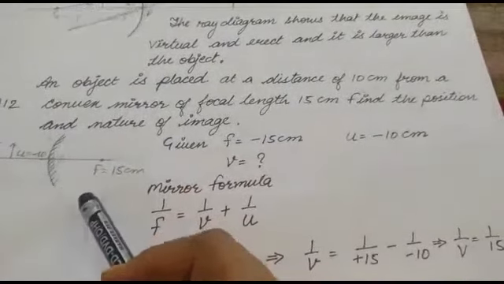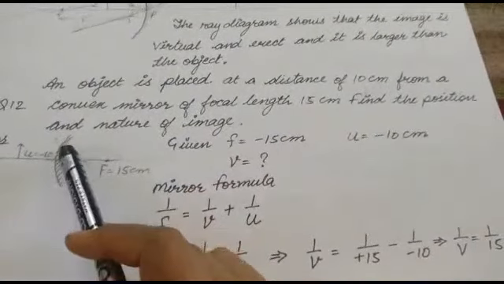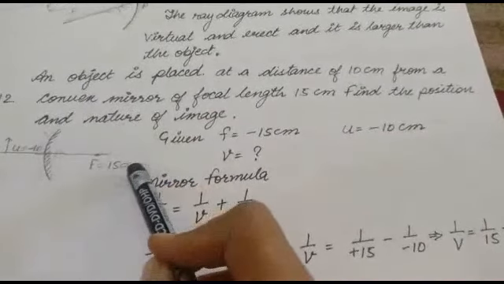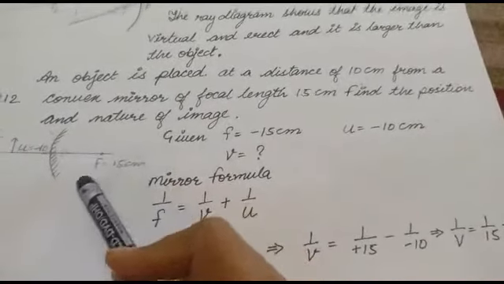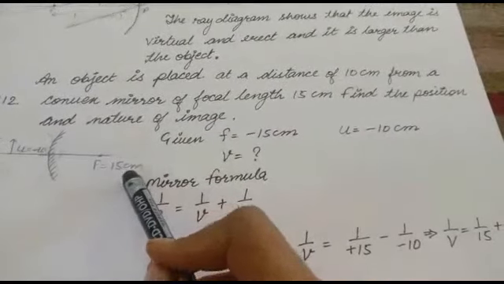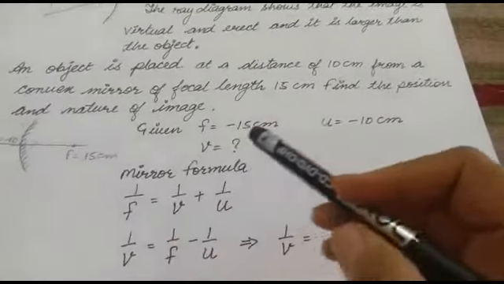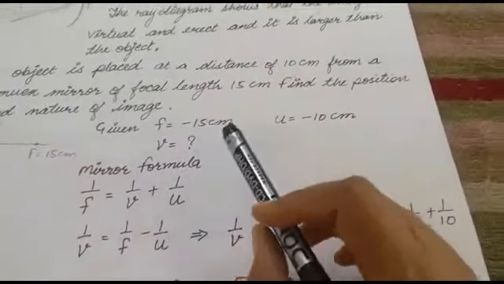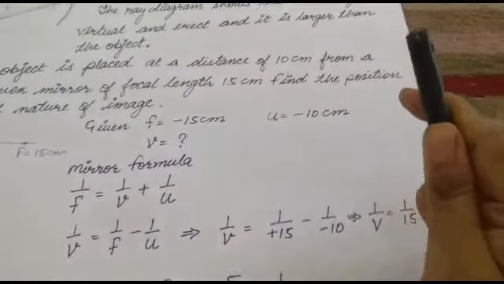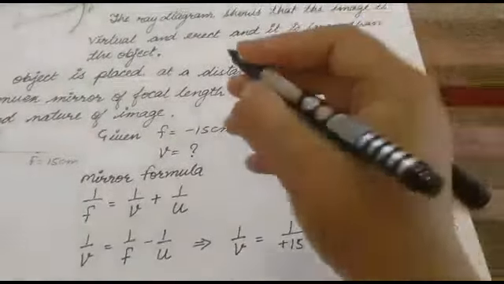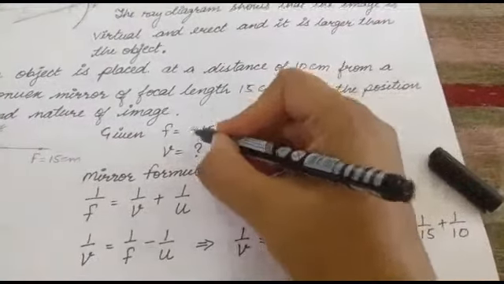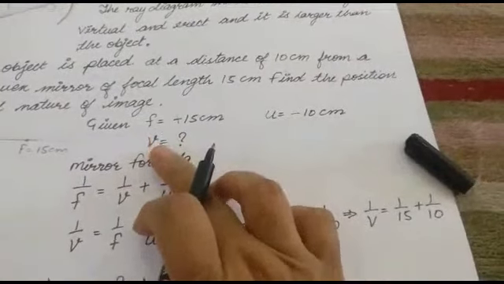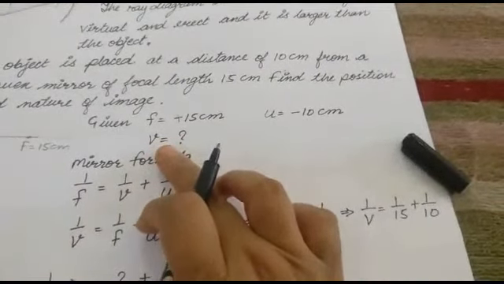And what else is given in the question is the focal length, which is 15 centimeter. And we know that the focal length of the convex mirror lies to the right side. And if it is at the right side, then the value will be in positive terms. So the focal length of the convex mirror is plus 15 centimeter. So these things are given in the question. The focal length is 15 centimeter and the distance of the object is minus 10 centimeter. What we have to find? We have to find the distance of the image. At what distance the image is going to be formed.